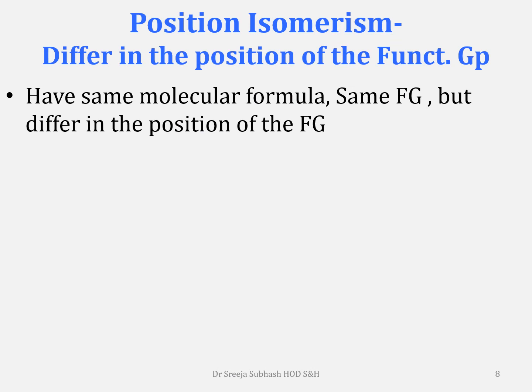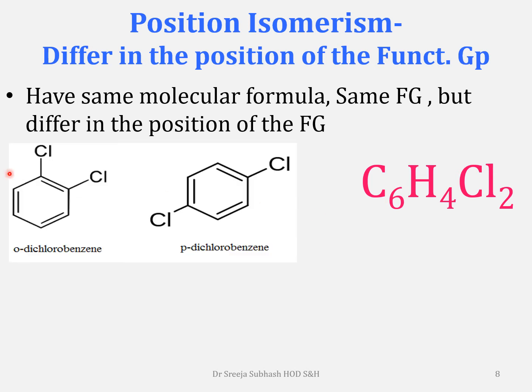Now on to the next one, that is position isomerism. The compounds differ in the position of the functional group. They have the same molecular formula, same functional group, but different properties because the functional groups are placed at different positions. Let us consider one example. C6H4Cl2. That is a dichlorobenzene with 2 chlorine atoms as functional groups. Now, where can we place these chlorine atoms on the benzene ring? Let us have a look.